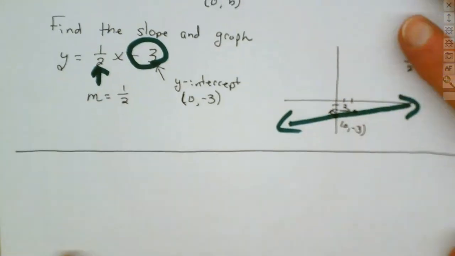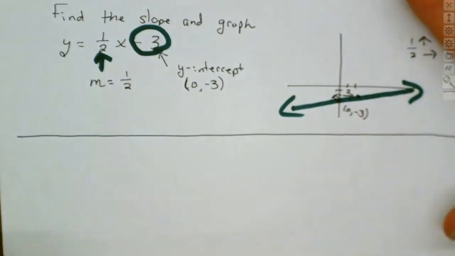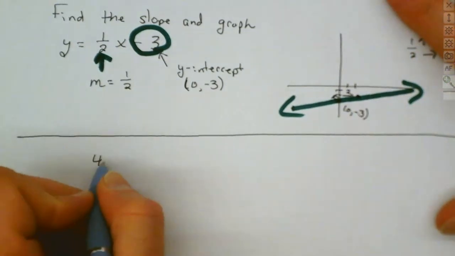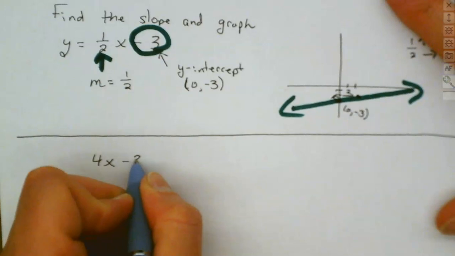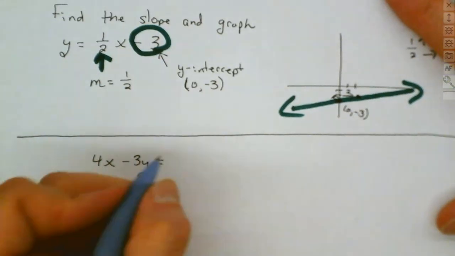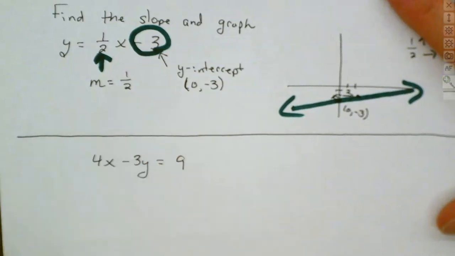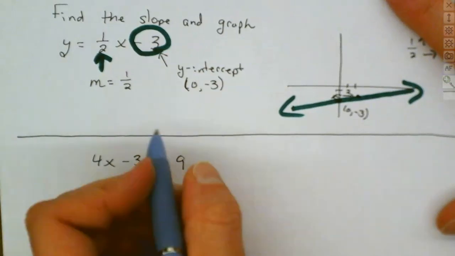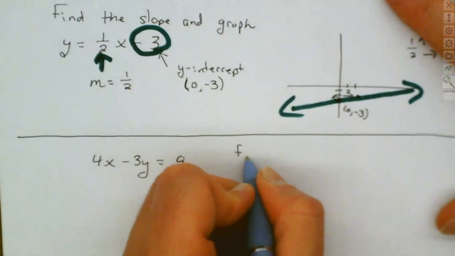Let's do one more. Now this one we're going to have to solve it for y. And again, same directions. I want you to find the slope and graph.